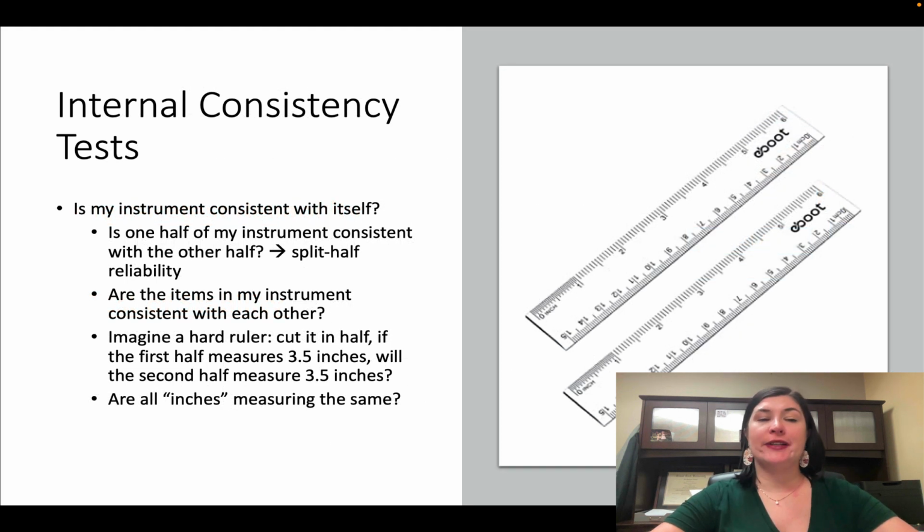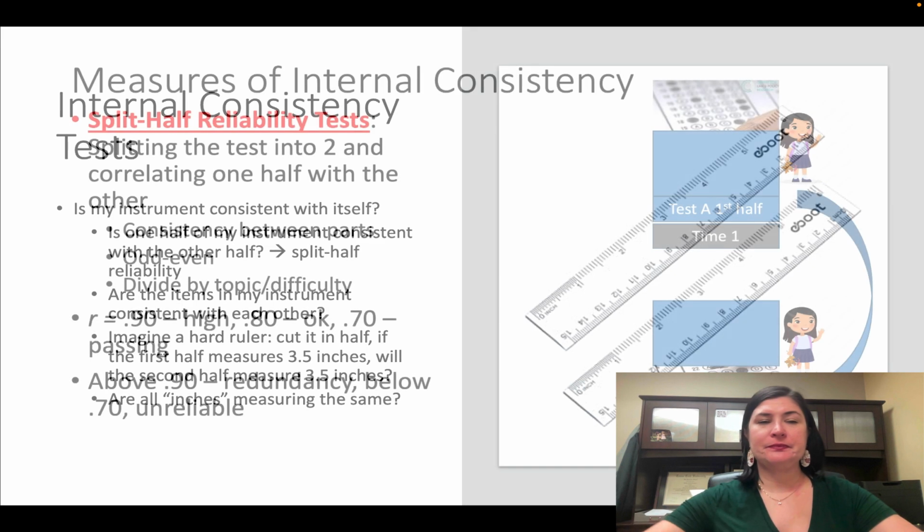Then there are internal consistency tests. Is my instrument consistent with itself? Is one half of my instrument consistent with the other half? So this is like split half reliability. Are the items in my instrument consistent with each other? Imagine a hard ruler cut in half. If the first half measures 3.5 inches, will the second half measure 3.5 inches? And are all the inches measuring the same?